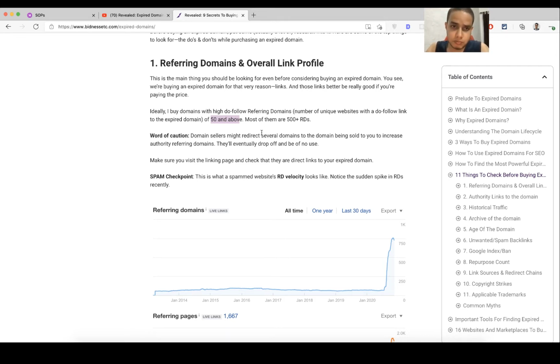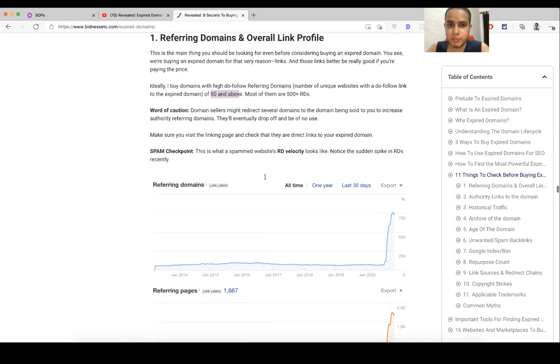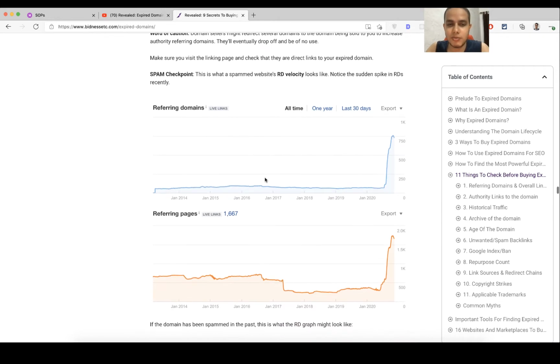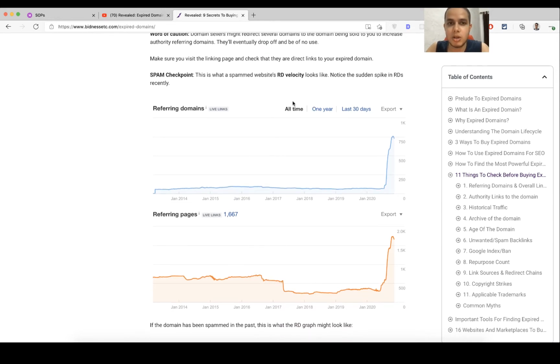So also, if I want to talk about how to check at a glance if something might be spammed or not, we'll have a look at this graph on Ahrefs, where we see if there is a huge spike and then downturn in the referring domains graph. So that tells us that that domain might have been spammed in the past.